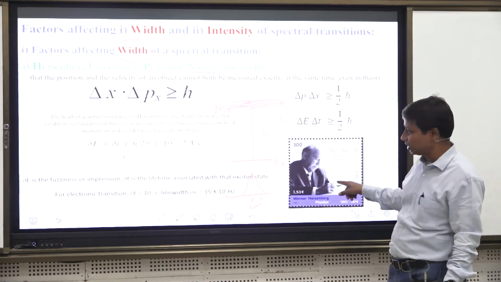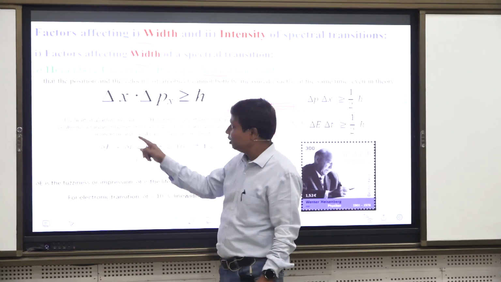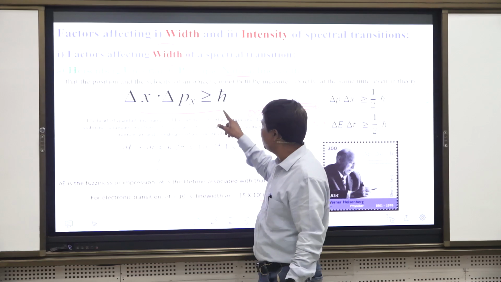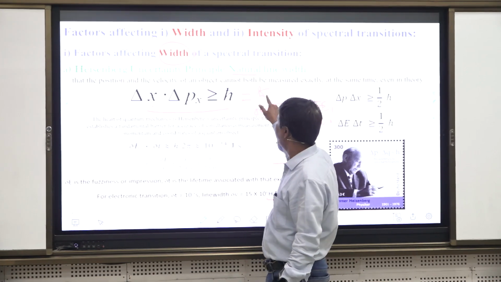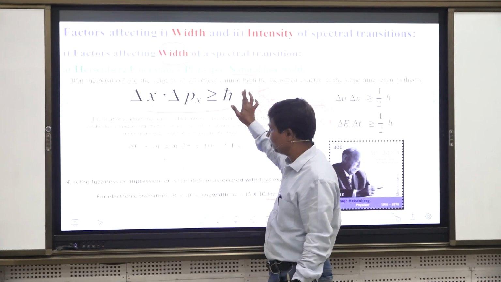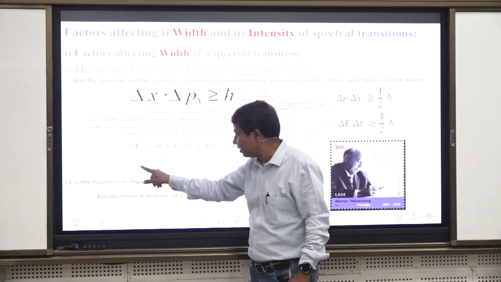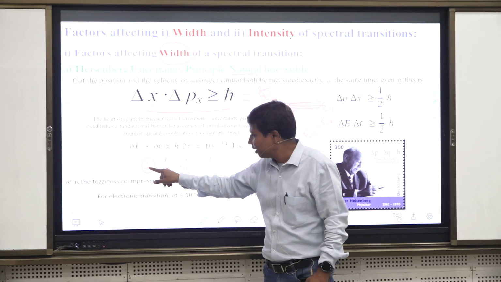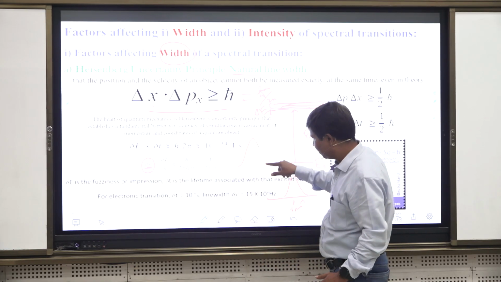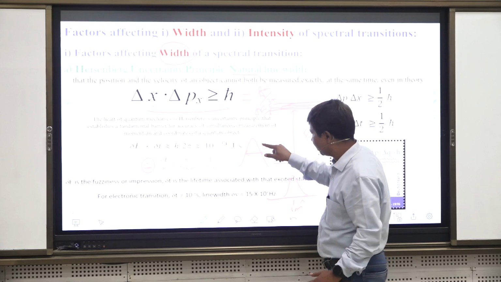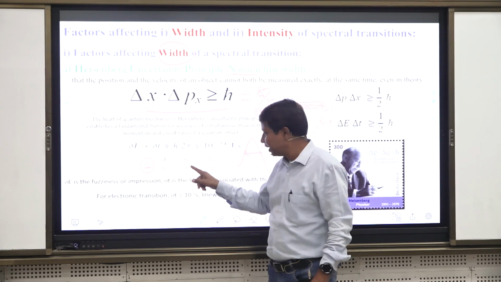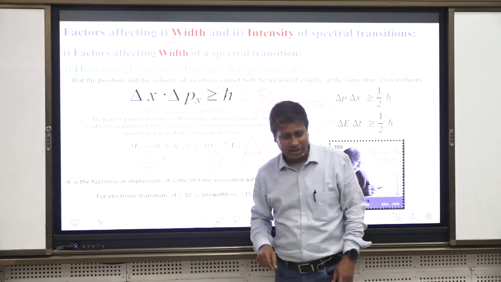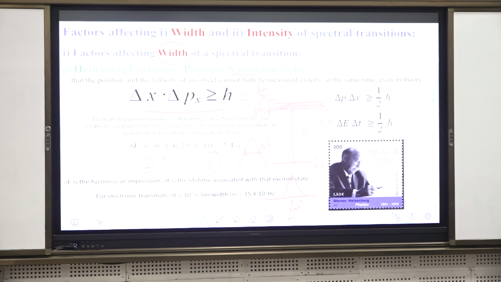Heisenberg was a German scientist. What it says is that, you know, for position and momentum, delta x and delta p, the minimum product you should expect is h cross, h by 2 pi. This is the minimum. So if you do delta E into delta T, the delta nu is the line width. So what is delta nu? Delta nu is proportional, at minimum, to 1 by delta T. What is delta T? Delta T is the lifetime of the excited state.